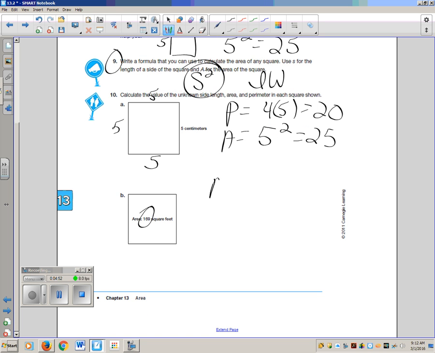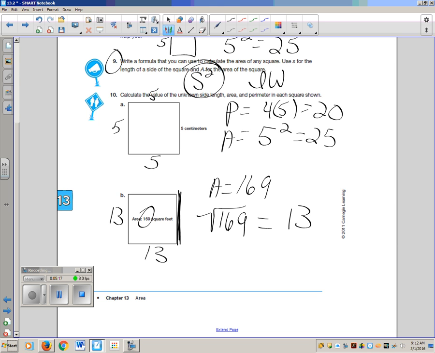Now we have the area equals 169. We did this before. We have to find the length of one side of the square. We can do that using square root. The square root of 169 is 13. That's 13. This is 13. The perimeter would be 52 feet.